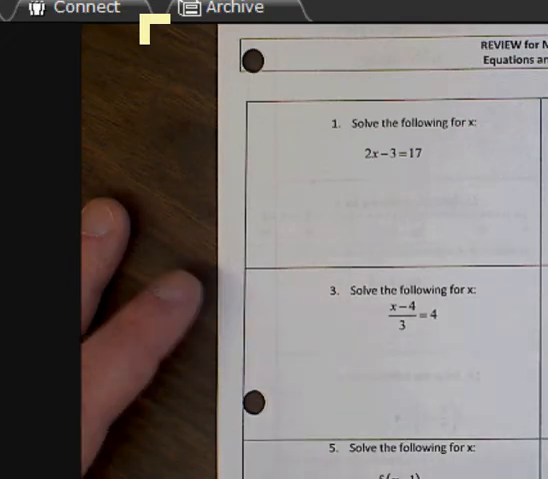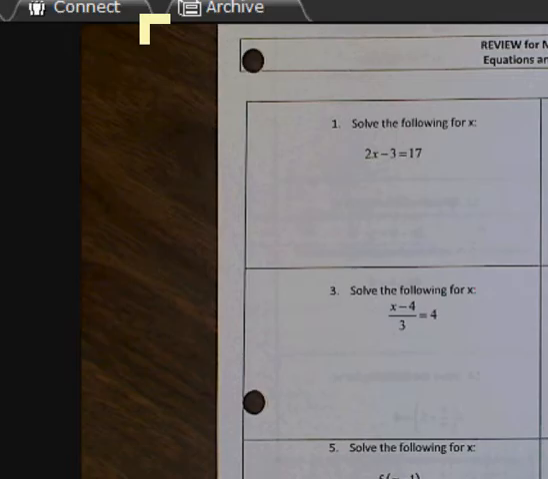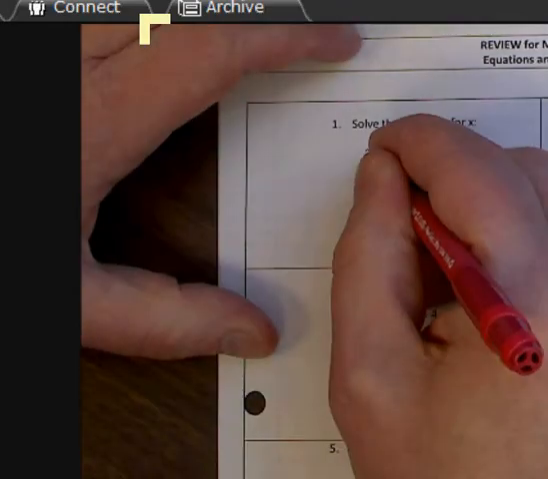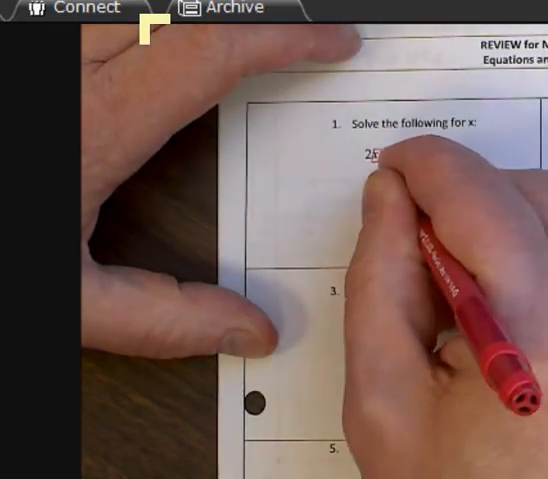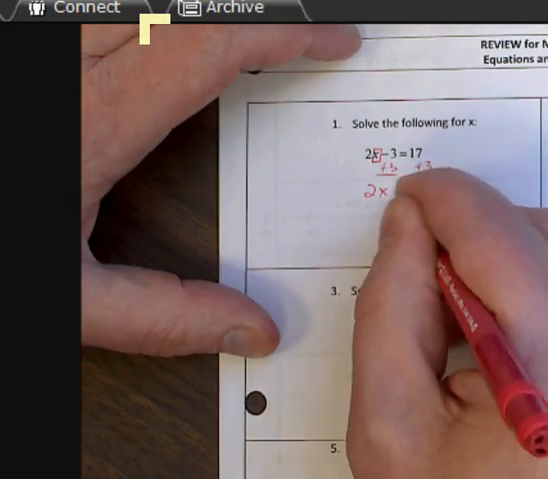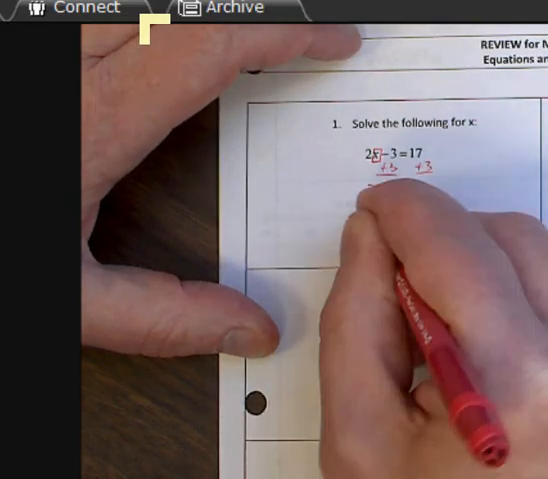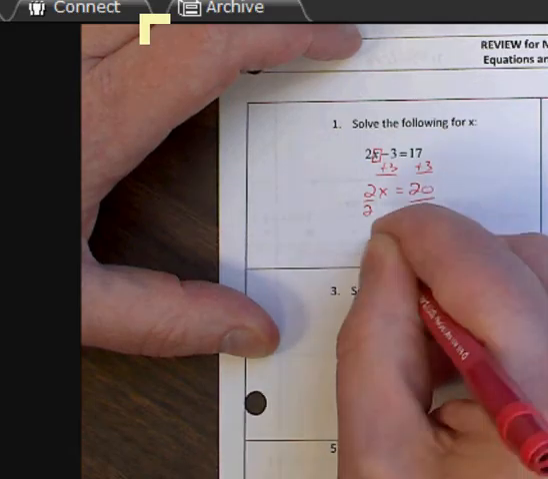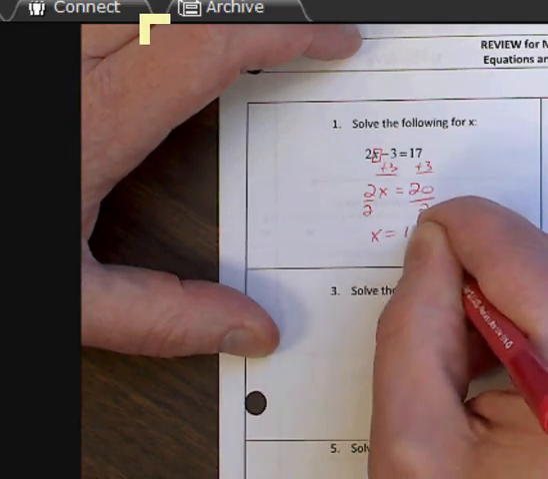Okay, here is the Module 4 exam review. So we want to solve for x. I'm trying to get x by itself. I'm going to add 3 to both sides. I get 2x equals 20. I'm going to divide by 2 on both sides. I get x equals 10.